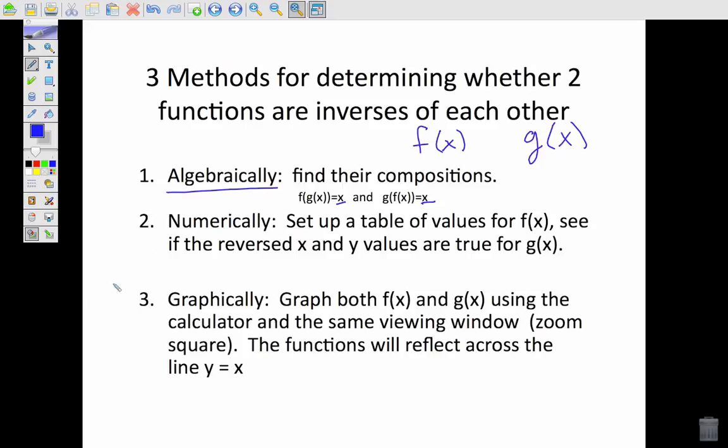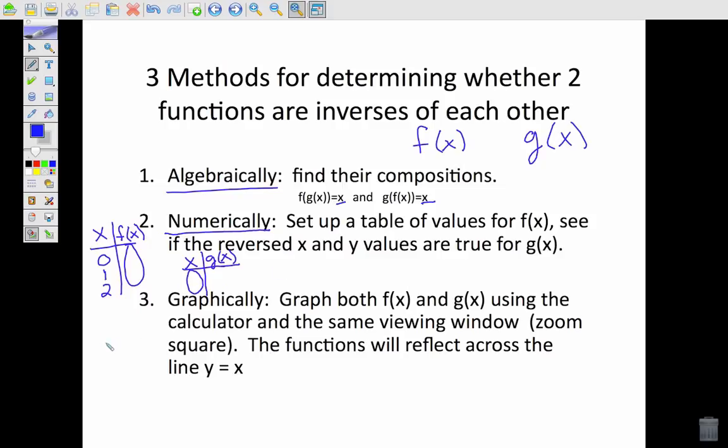All right, second method is numerically. You're going to set up a table of values for f of x, where you just do input-output. So you do what x is, what f of x is. You do a few values, maybe like 0, 1, and 2. And then you do the same thing for a table for g of x. But you're going to take the y's and place them here. And what you're trying to do is see if the ordered pairs are just completely reversed.